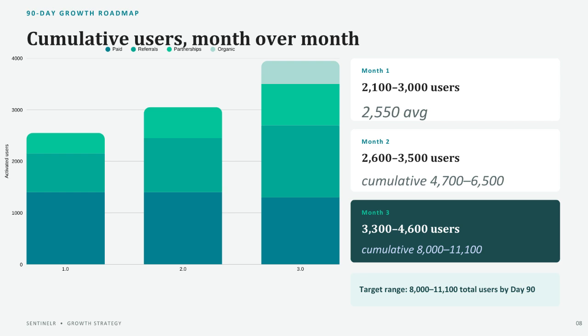Month 1 we can get 2,000 to 3,000 users. Month 2 we'll get a fresh 2,600 to 3,500 users. And then month 3 we'll be able to round up and get our complete 10,000 users, to get cumulative users of between 8,000 to 11,000 users by the end of the 90 days.